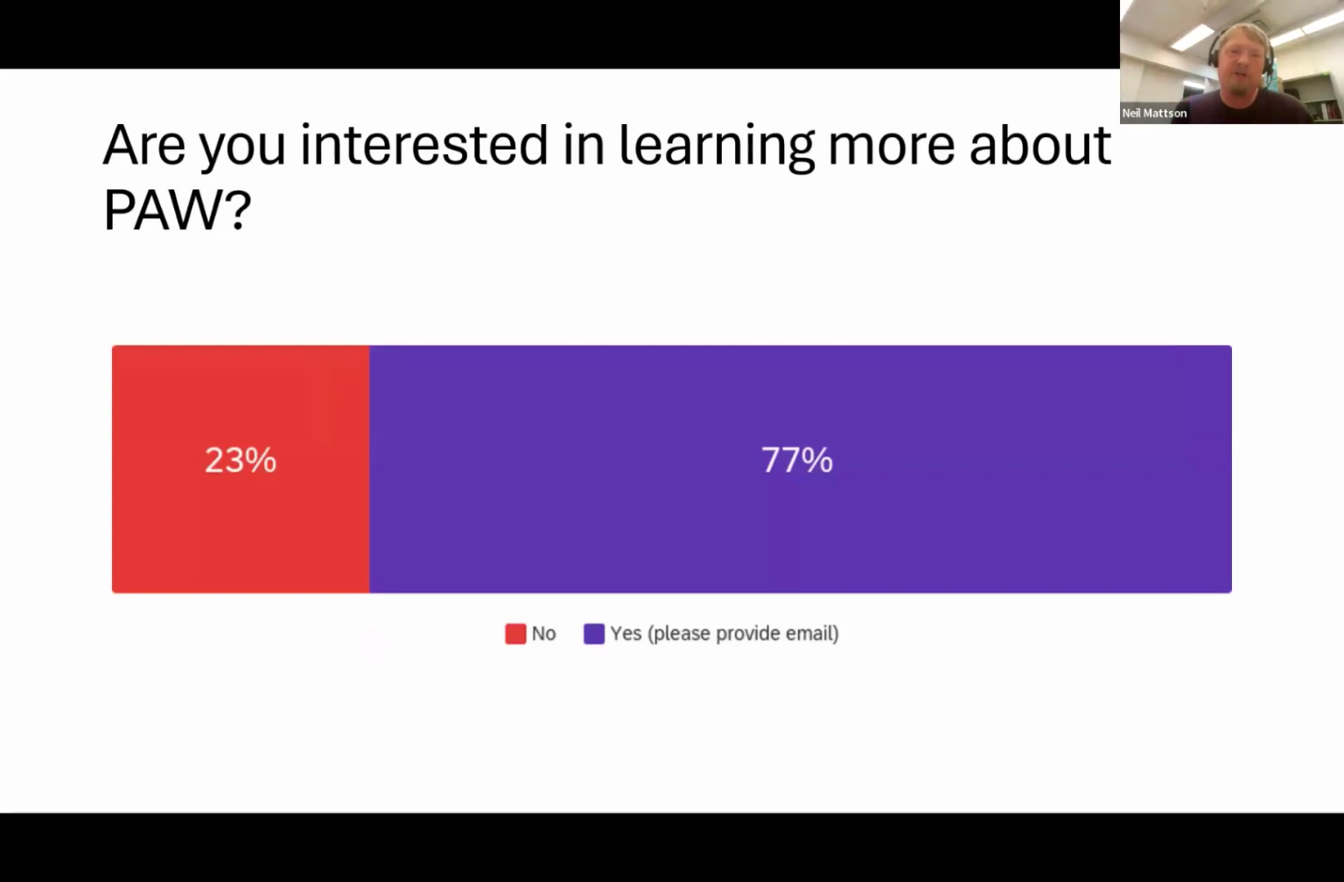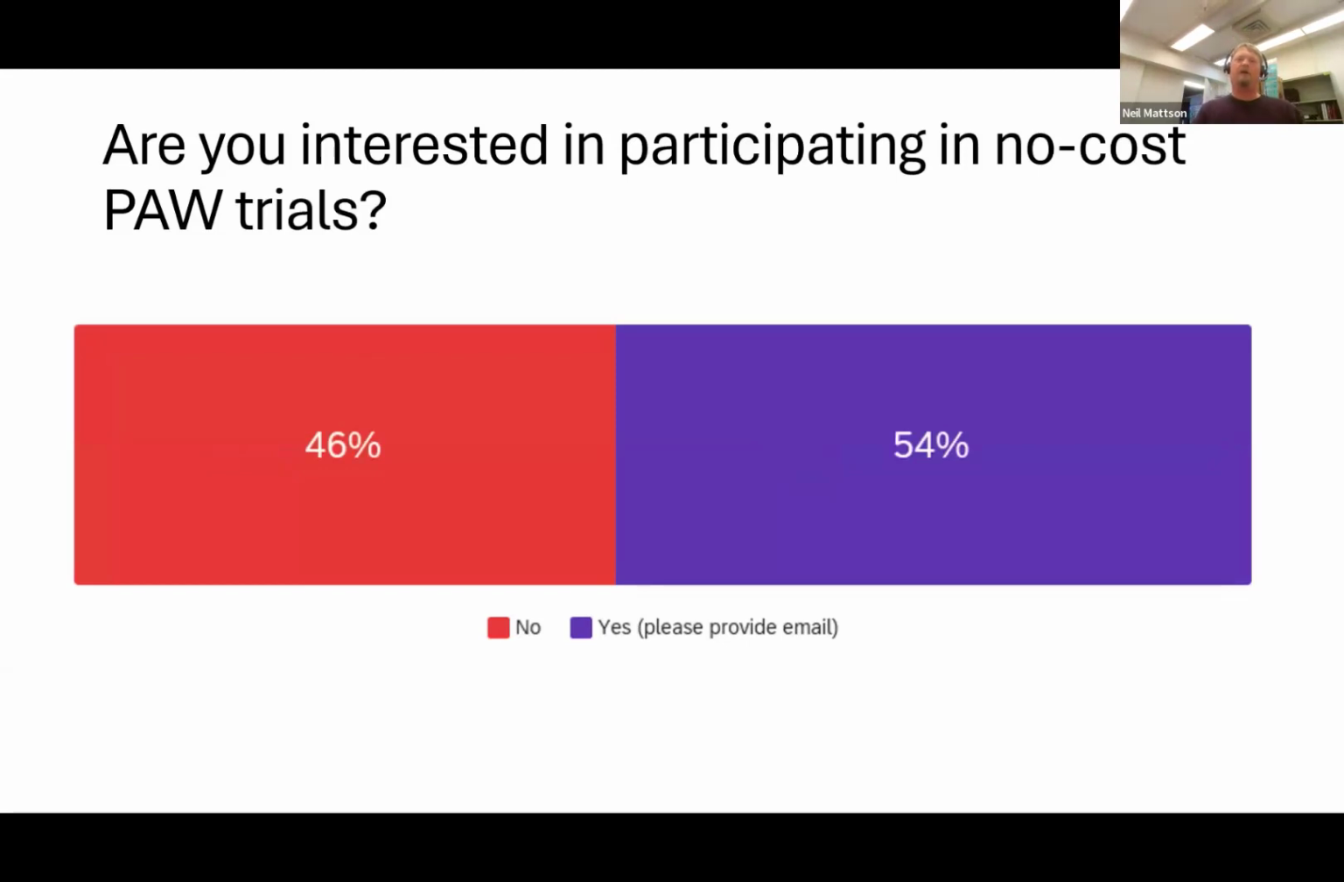Then we asked if they were interested in learning more. And this was rewarding to see as part of the team, that indeed 77% do want to learn more. Many people gave us their email so that we can include them on the newsletters and the information that comes out from our group. 23% were not interested.